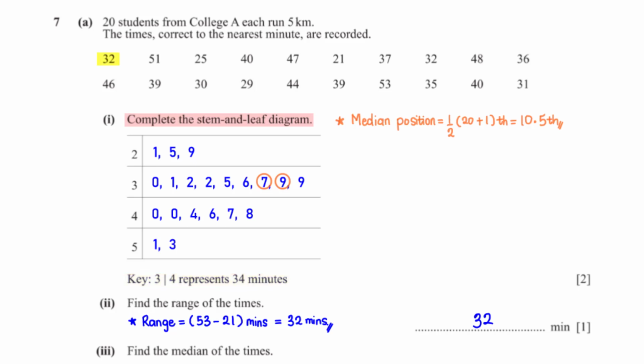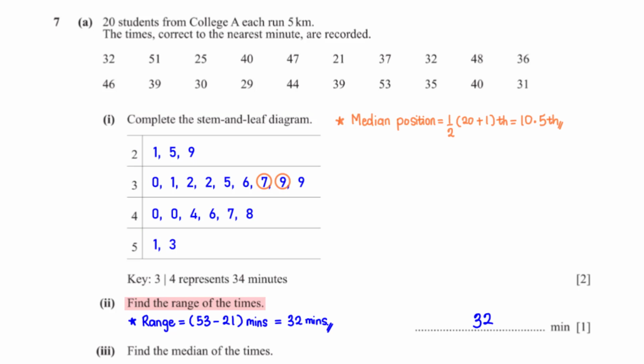For 32, the first number is 3, which means we need to come to this line and write the number after 3, which is 2. For 51, the first number is 5, which means we need to come to this line and write the number after 5, which is 1. We need to repeat the same process for all the numbers. When we are done, we need to ensure that the numbers on each line are arranged in ascending order.